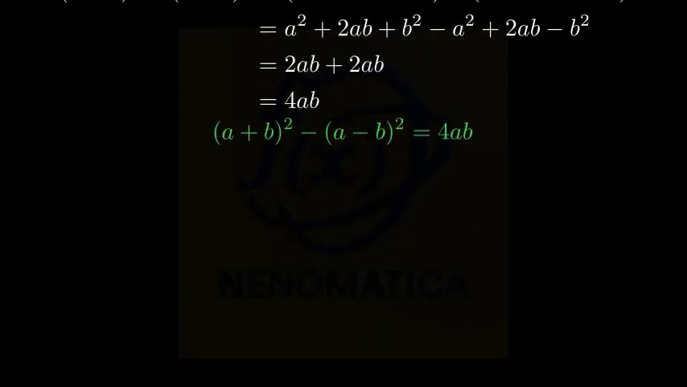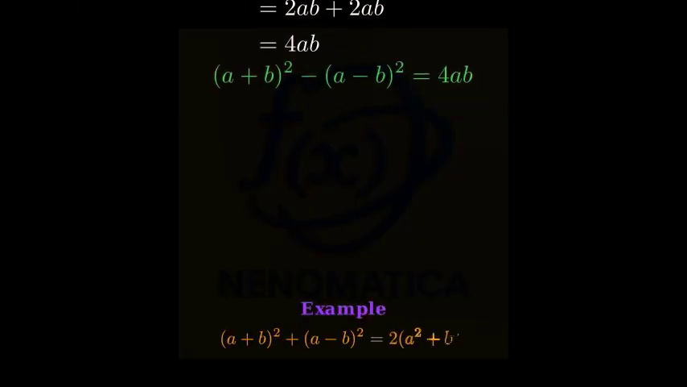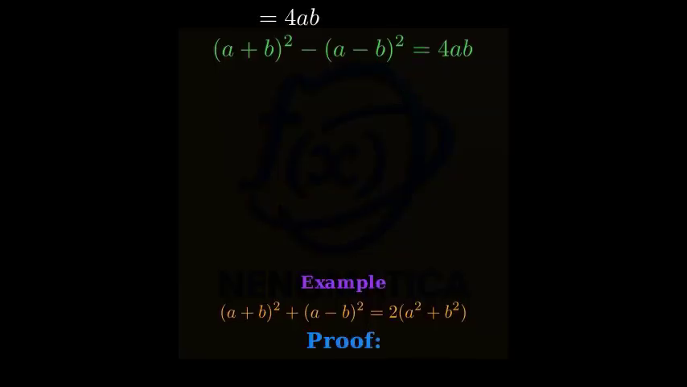Let's examine our fourth and final identity. This identity states that the sum of the square of a plus b and the square of a minus b equals twice the sum of a squared and b squared. As before, we'll start by expanding the squared terms.